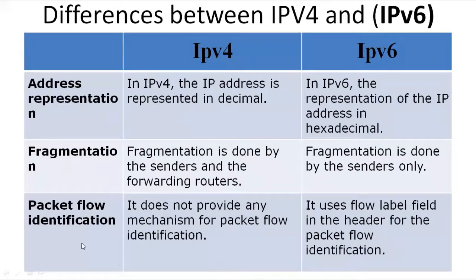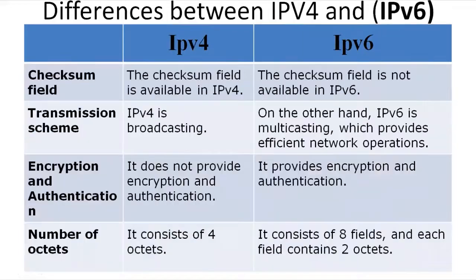Here packet flow identification. IP version 4 does not provide any mechanism for packet flow identification, but IP version 6 uses a flow label field in the header for packet flow identification. And then there is a checksum field in IP version 4. In IP version 6, there is no checksum field.